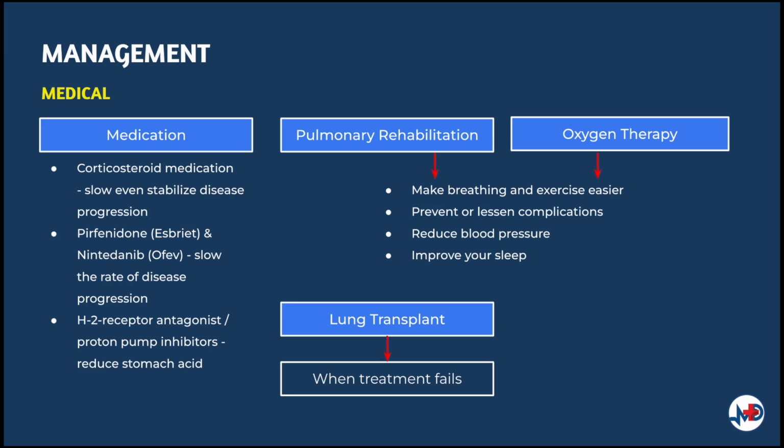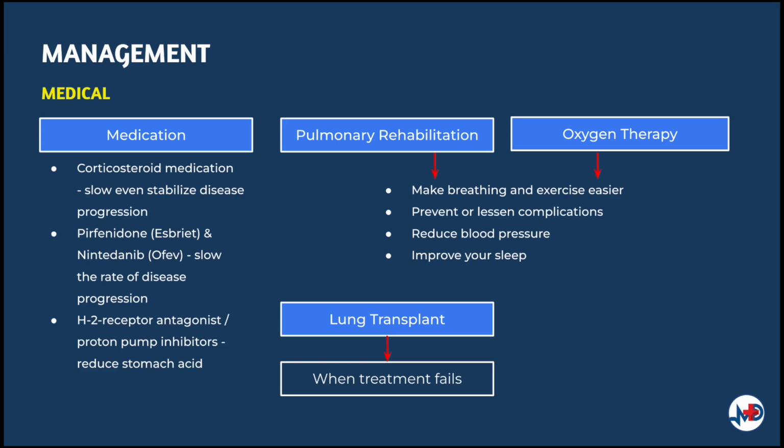Oxygen therapy does not help stop the lung damage, but it can make breathing and exercise feel better or easier, prevent or lessen complications secondary to hypoxia, as well as reduce the progression of cor pulmonale.